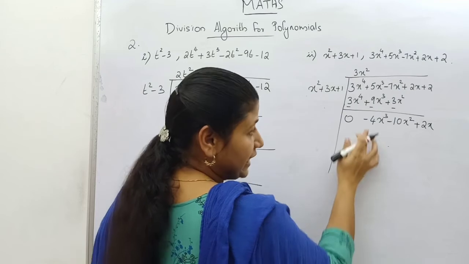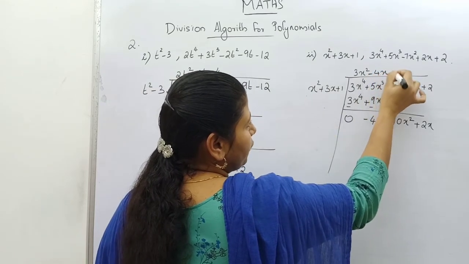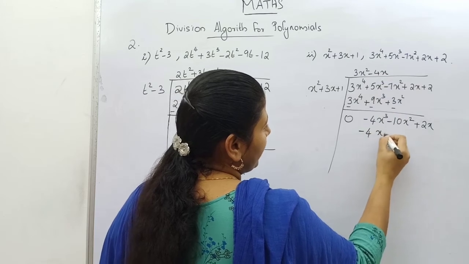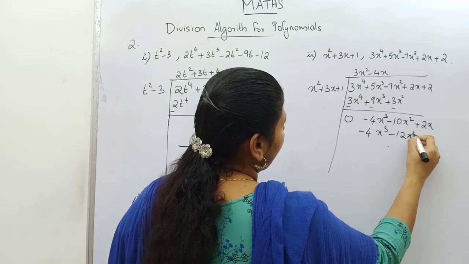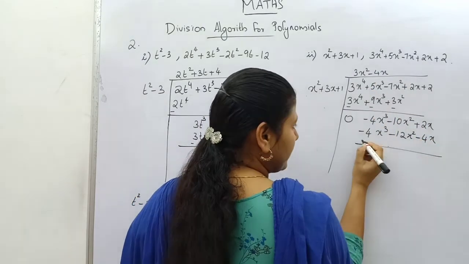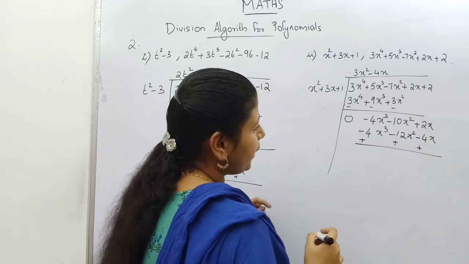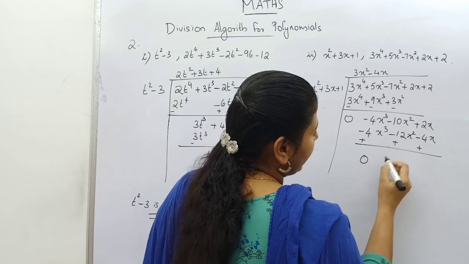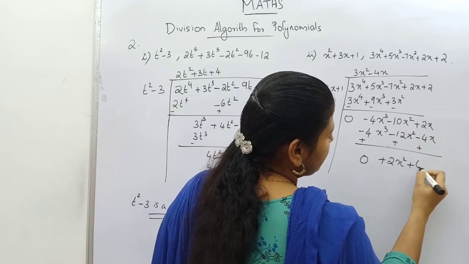And we need here minus 4x cube. Here only x square is there, so I am writing here minus 4x. Then you will get minus 4x cube, minus 12x square, minus 4x. Again subtract by changing the sign. Here all will become positive. That will be 0. Here plus 2x square and plus 6x.